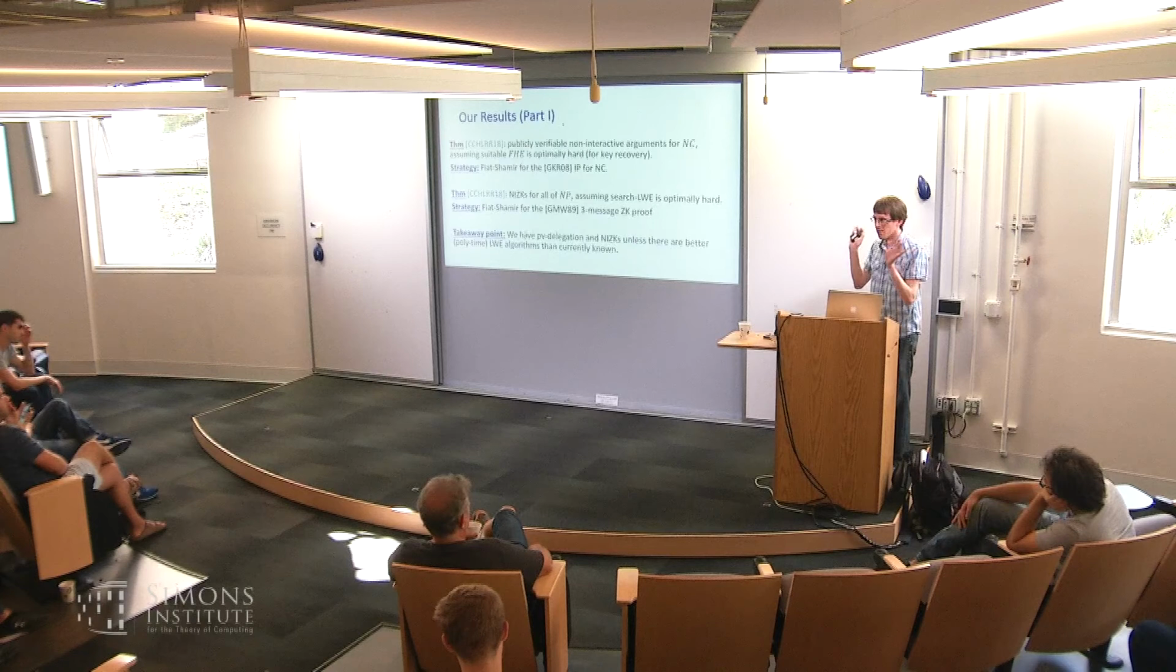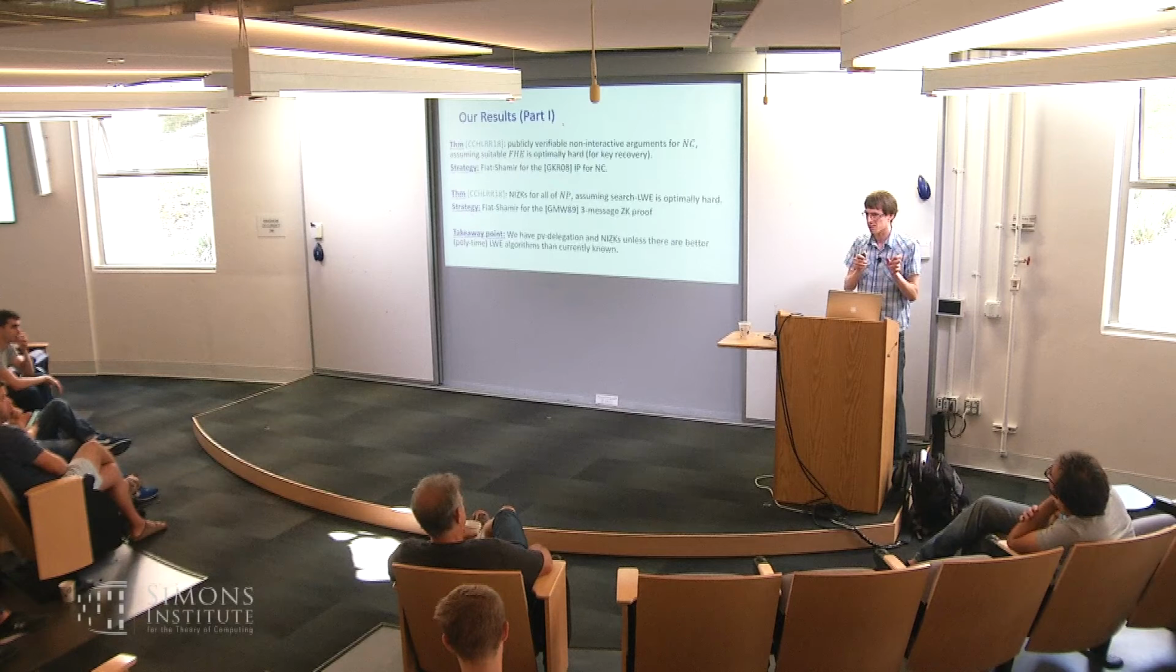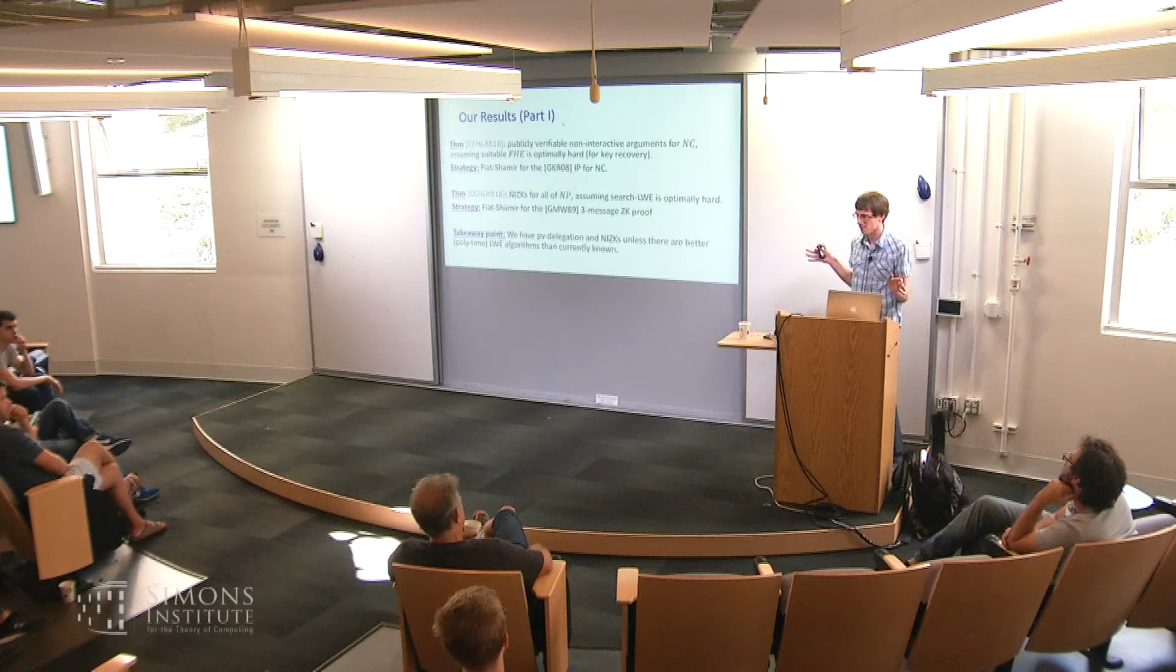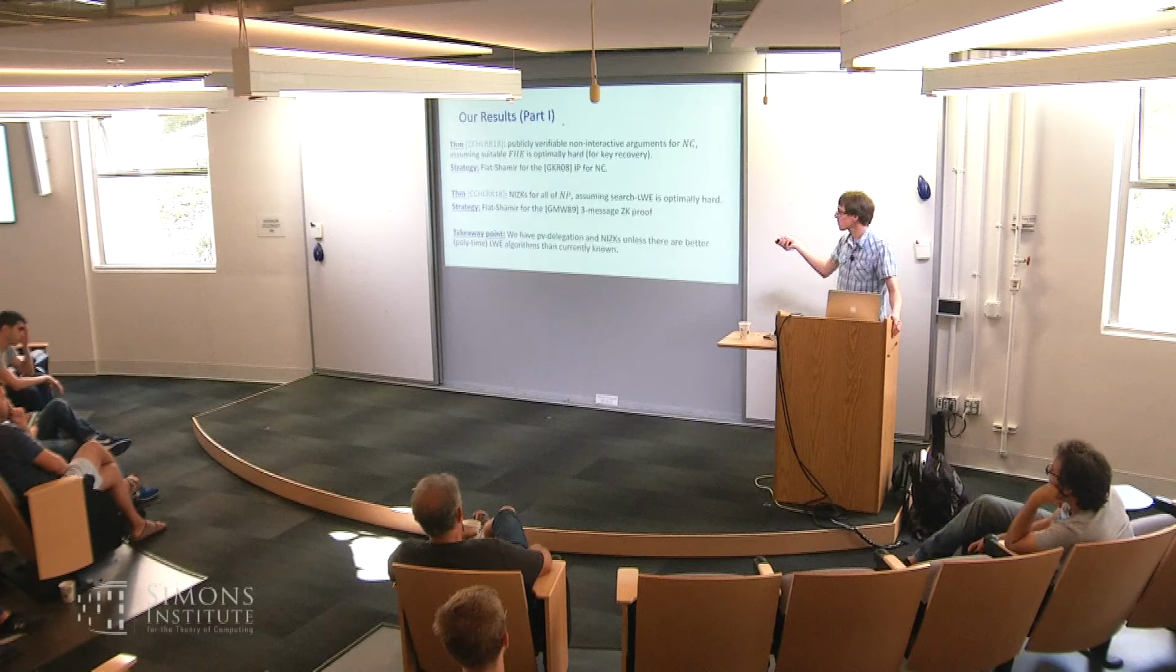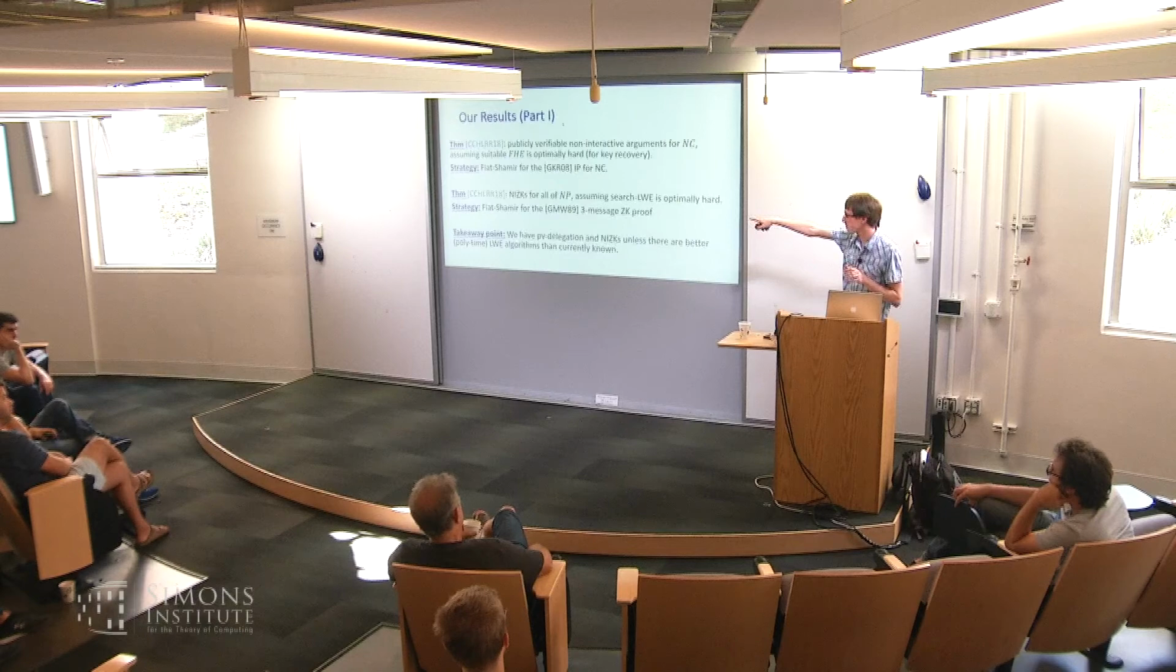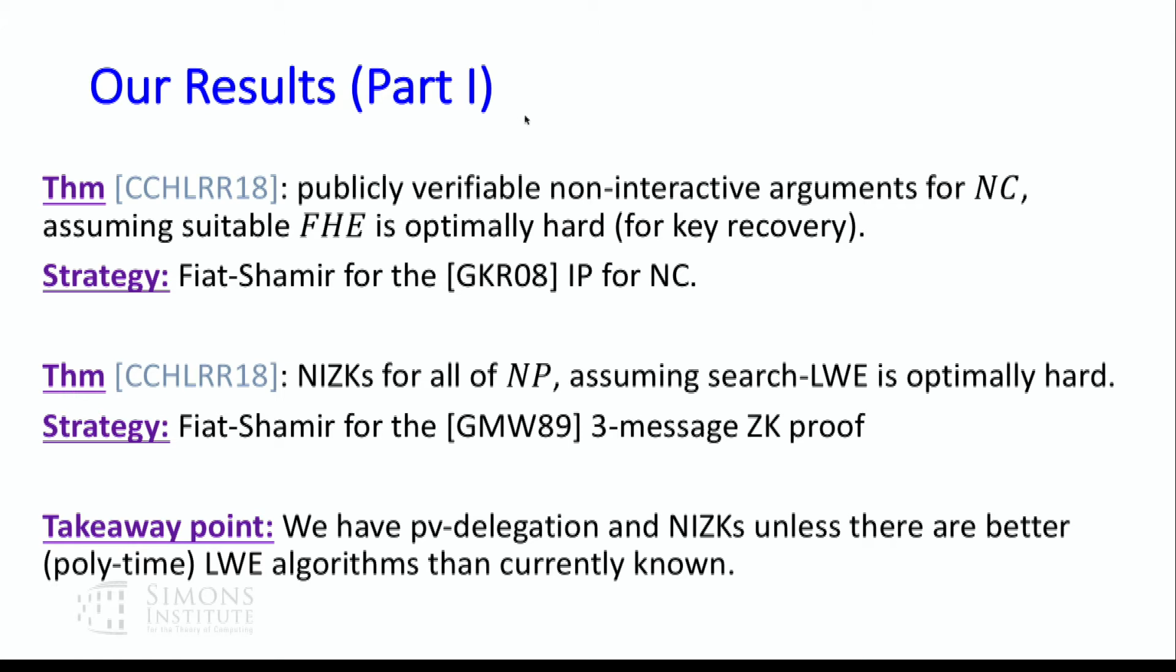So there were two sets of results from this line of work. One set of results was based on optimal hardness assumptions, and then later, punchline, we were able to get some results based on standard assumptions. But for now, I'm talking about optimal hardness and what you can get from it. In particular, again, spoilers, we still don't know how to do Fiat-Shamir for this three-coloring protocol based on standard assumptions. Still open. But the main takeaway point I want you to get from this slide is that we wrote down delegation schemes and NISICs that are secure unless there are better LWE algorithms than the state of the art. So it's a nice win-win.